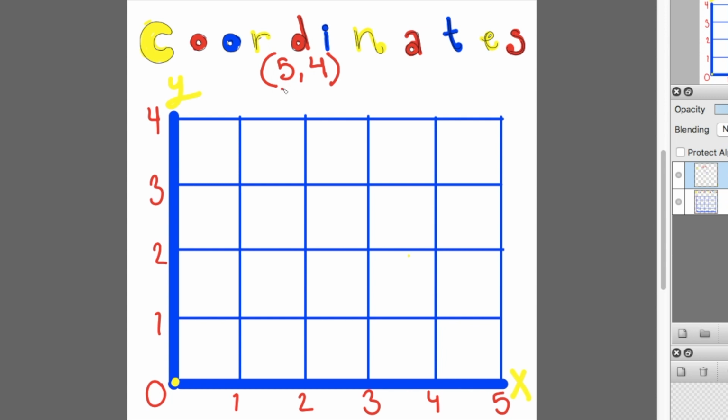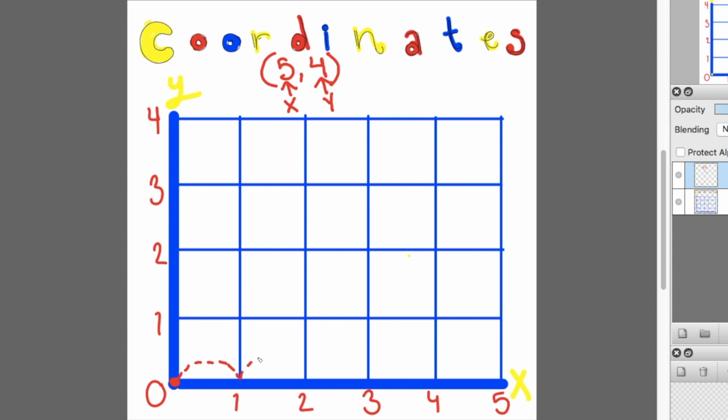Alright, now we're going to work through this problem together. Since this is point 5, 4, it's the fifth integer on the x-axis and the fourth on the y-axis. Let's start with finding our x value again. Start at the origin point, then go over 5.